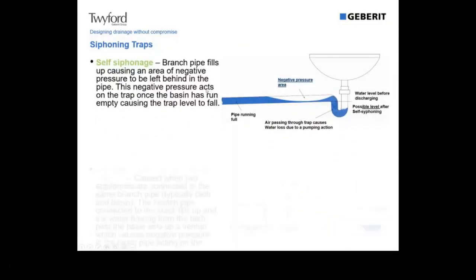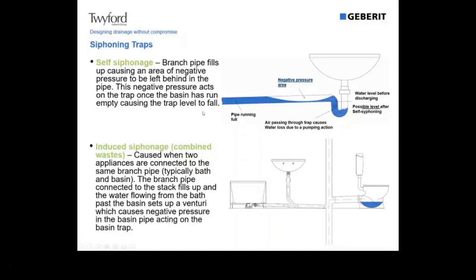Now, two big areas of pressure problems that can build up. In a self-siphoning system, where basically a branch pipe fills up, and then starts creating a negative pressure area here. And what this will do, because of the way it's running down the pipe length, is this will actually carry on evacuating the water out of here because it's siphoning the water through. Once that siphon break happens, which is when that water's coming around that corner, then you'll break the siphon, but at this point the water will be below the trap level.